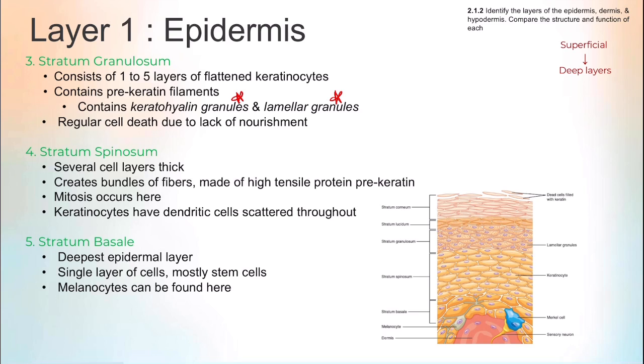Typically, all of the cells here are going to be stem cells, meaning that they haven't differentiated into their job type. So some of these cells are going to become keratinocytes, some of these cells will become our melanocytes, or some of these cells may become our dendritic cells. They just haven't figured out what their job is yet.